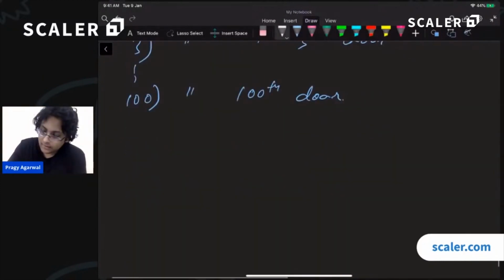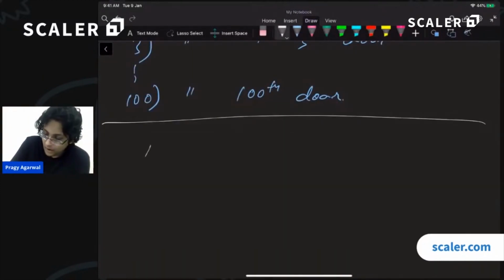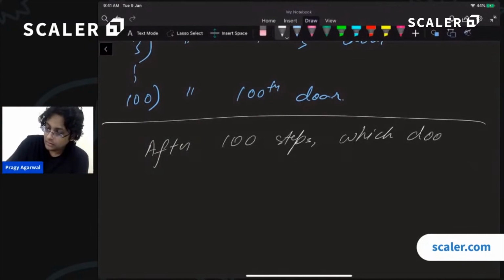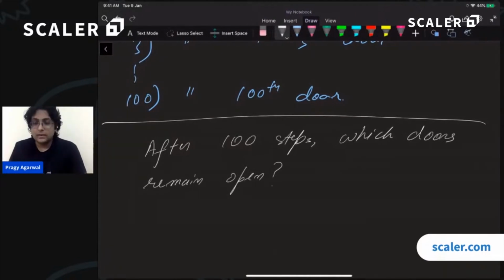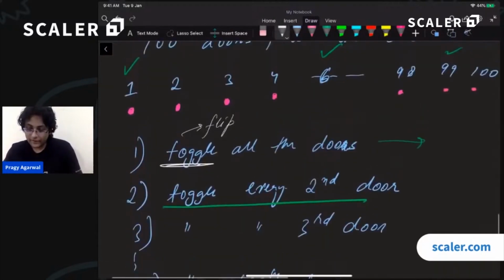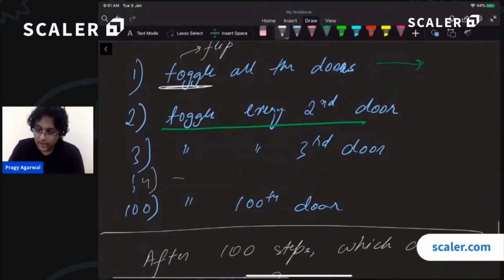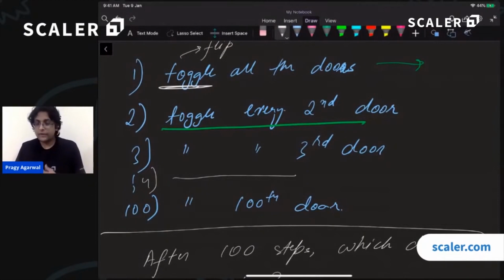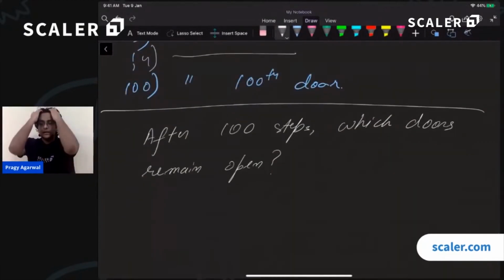The question is that after we are done with this game, after 100 steps, which doors remain open? All right. Is the question clear? In the fourth step, we will toggle every fourth door. In the ith step, we will toggle every ith door. And the question is, after all these 100 steps, which doors will remain open?